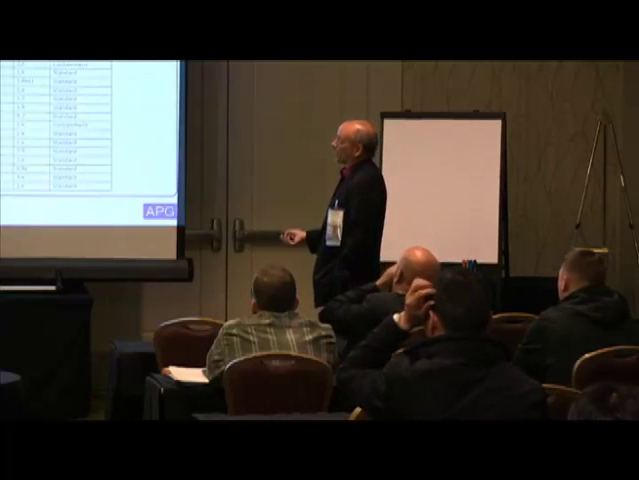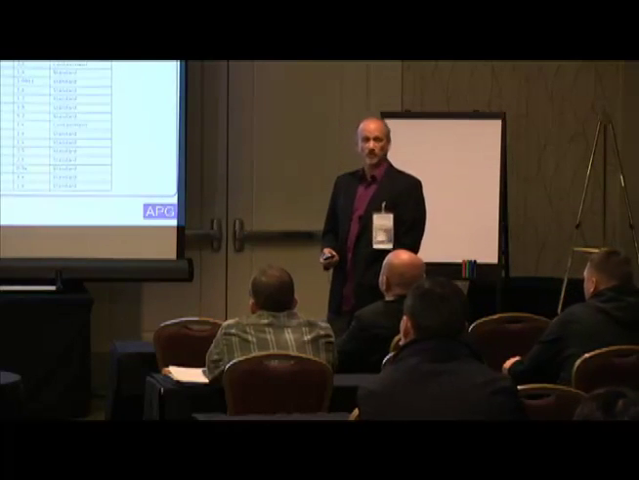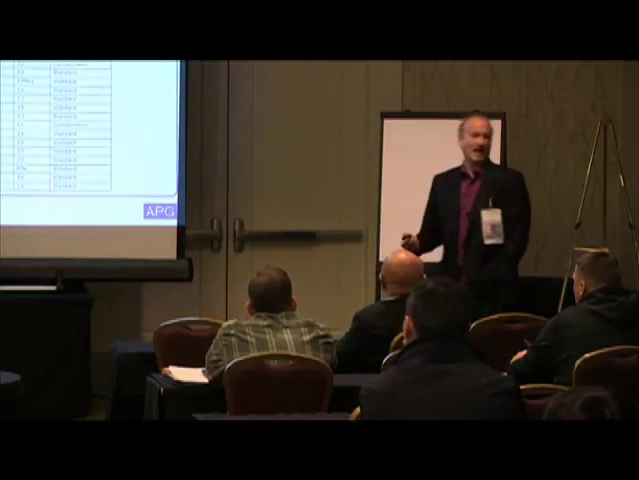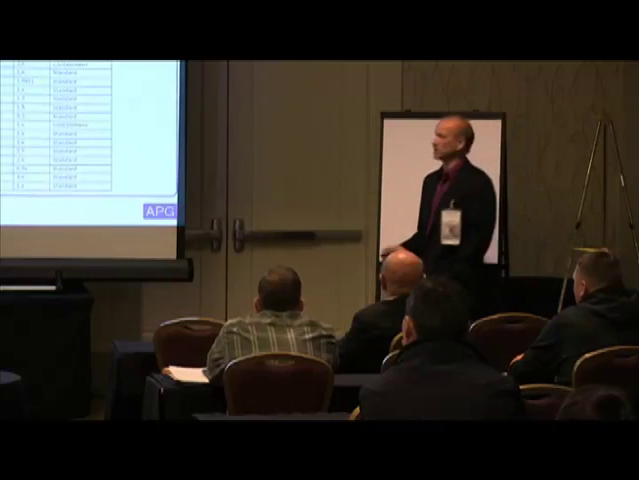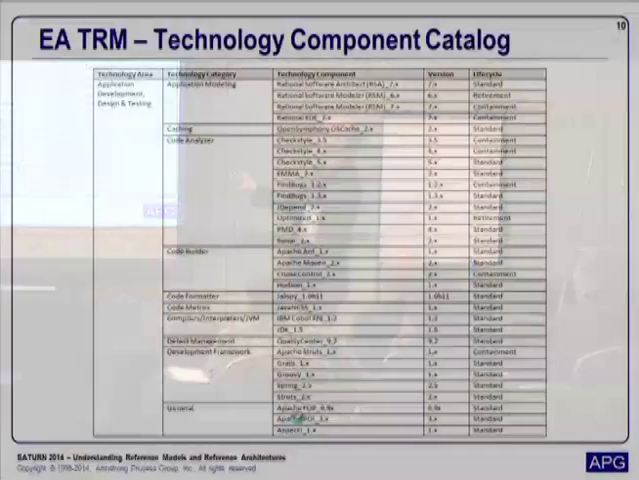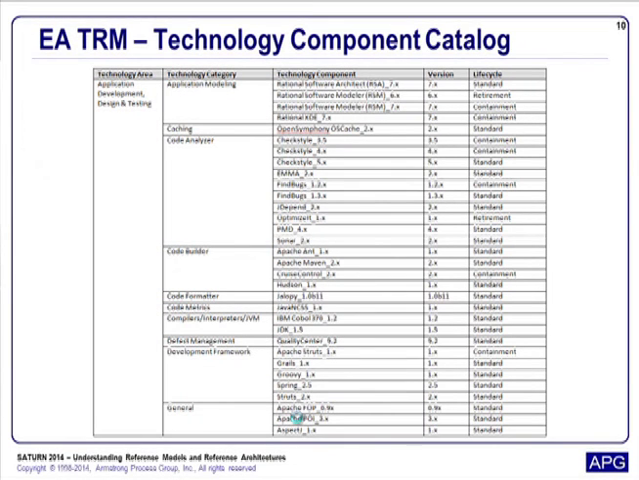But then one of the ways that a lot of organizations use a reference model is to, again, categorize actual things that exist within their organization. So these are, of course, different versions of different products and some disposition about their life cycle. So the whole idea that, in the case of Rational Software Modeler version 6, that's in retirement. We're trying to contain RSM 7, but we consider RSA 7 standard. Of course, now there's RSA 8.5.